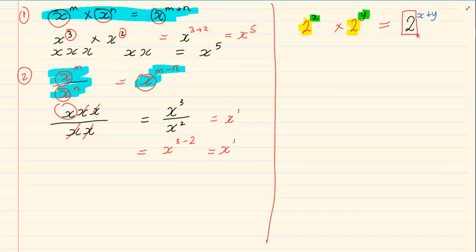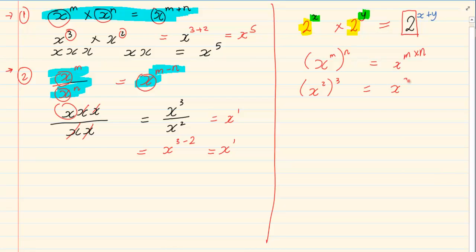Now let us do another rule. The first rule you understand, the second rule you understand. Now the third rule is slightly different. What does it say? X to the power of m in the brackets to the power of n is equal to x to the power of m times n. What they're saying is if I gave you x to the power 2 to the power of 3, my final answer would be x to the power of 2 times 3, which is equal to x to the power of 6.